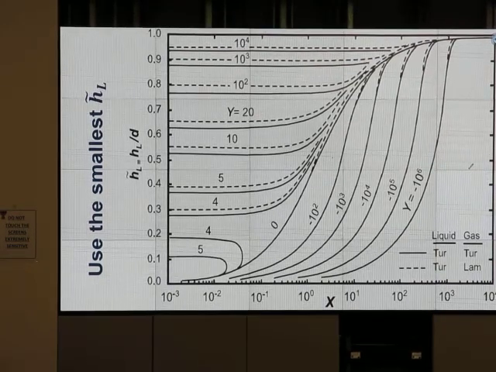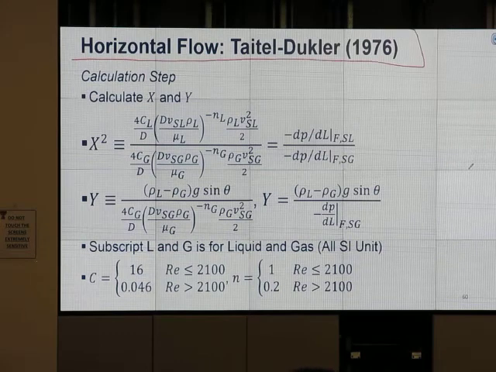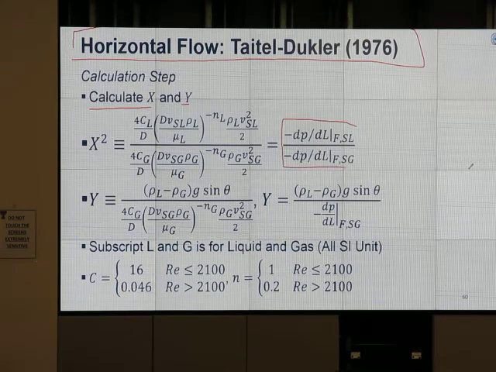Step number 1, assume that the flow is stratified. So this model is just for horizontal and near horizontal flow. Step number 1, calculate X and Y. This formula gives you X squared. Take the square root after you get X squared. Why do we have to say this? Because many students didn't take the square root and it's wrong.